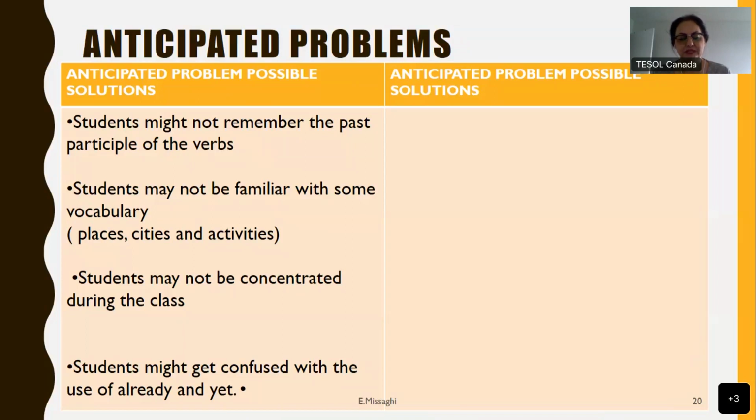And the students might get confused with the use of already and yet. They don't know when to use already, when to use yet. They get confused. Give example sentences. Yes. Thank you.